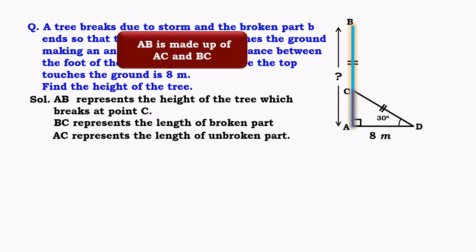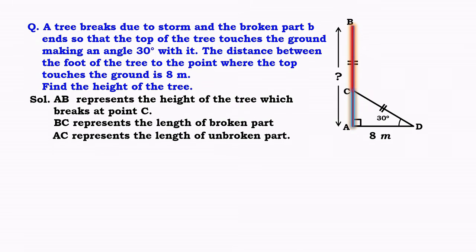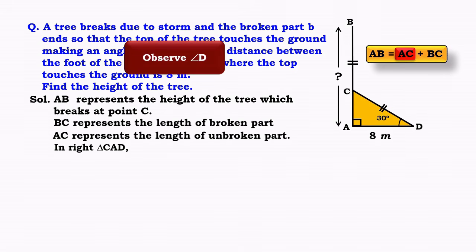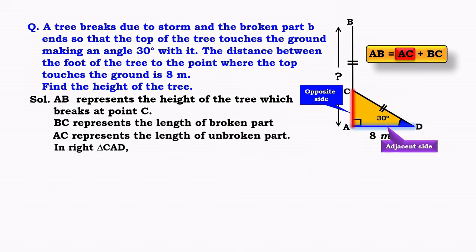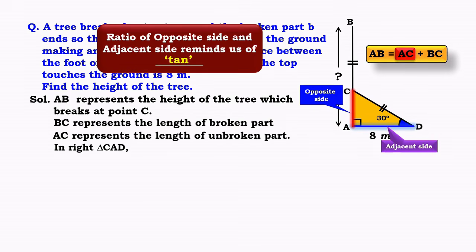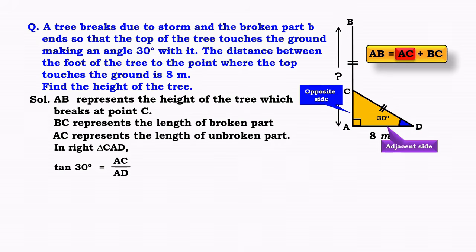Look at the right-angled triangle ACD. The angle at D is 30 degrees. For this angle, AC is the opposite side and AD is the adjacent side. We know that the distance from the foot of the tree to the point where the top touches the ground is 8 meters. Therefore, AD is 8 meters. The ratio of the opposite side to the adjacent side reminds us of tangent. So, the tangent of 30 degrees is equal to AC divided by AD.